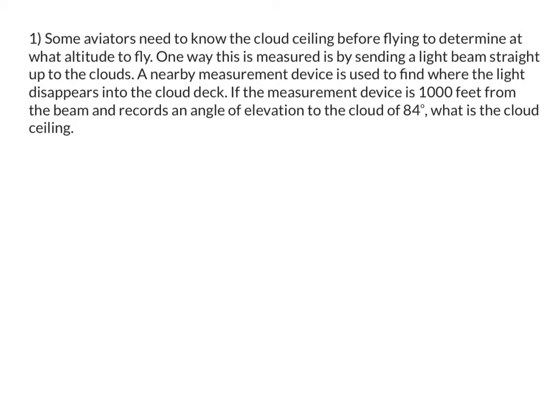So here's the ground, and we have a beam of light going straight upward from that spot. So in theory, this should be a right angle if it's truly measured correctly. Now over at this place we have a measurement device 1,000 feet away from the light beam.